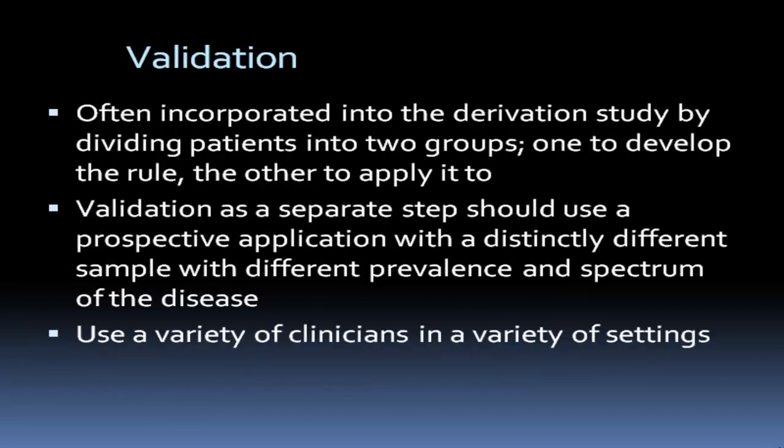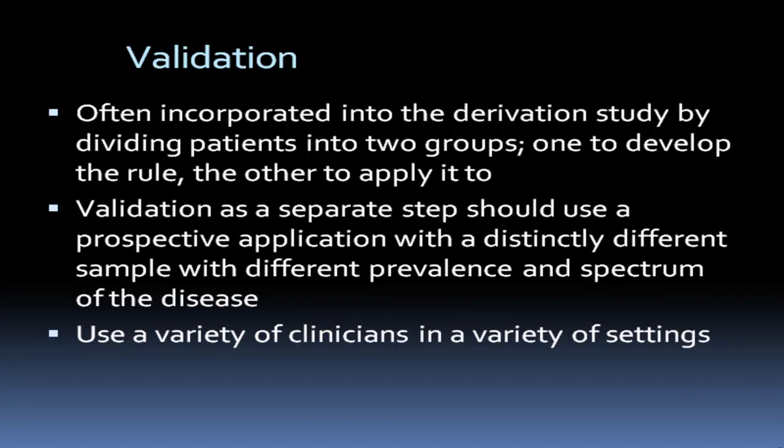Now, two things can happen. Either these variables are brought together into a clinical prediction rule and published as a derivation study, or in the same study there are two groups of subjects. One group acts as the derivation group, the other the validation group. In other words, that sample of subjects has the rule applied to them to see how well it performs.